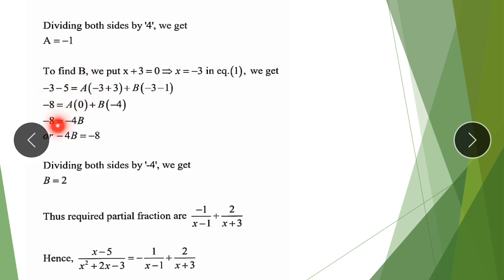So minus 3 minus 5 will result in minus 8, and a will get 0. Minus 3 minus 1 will result in minus 4. Minus 4 times minus 4b and minus 8. Here minus and minus will get cancelled, and 4 will be shifted to that side of the equation. It will be divided by 8. So the value of b will be 2. So here we have the required partial fraction. Instead of a we will put minus 1, and instead of b we will put the value plus 2. So hence at the end we can write that these are the partial fractions of this fraction.